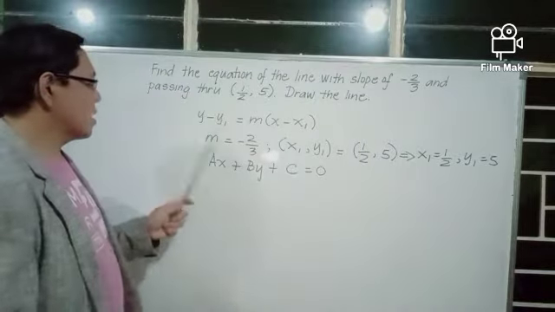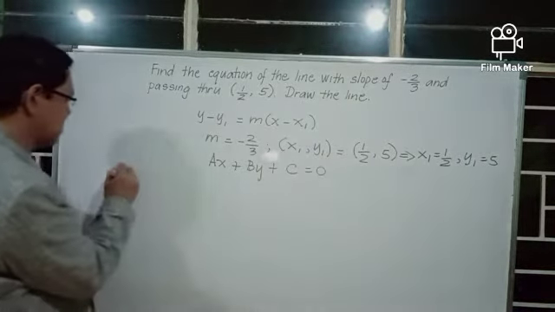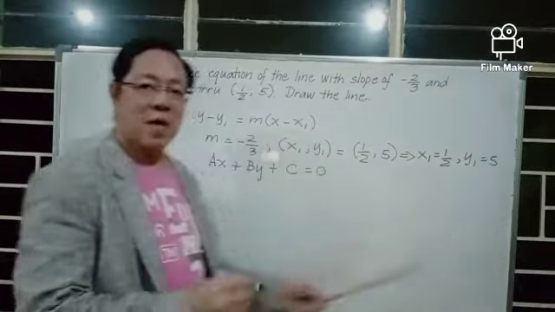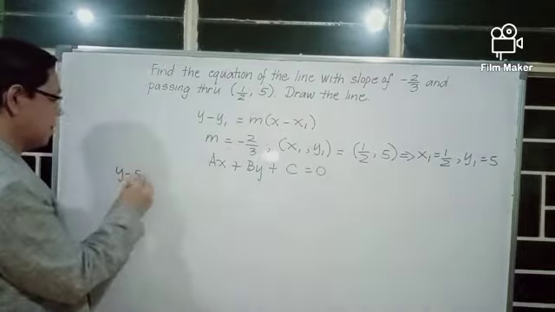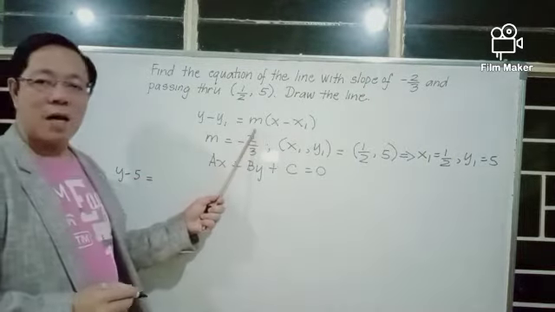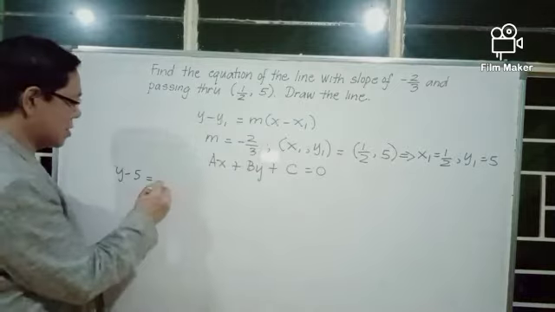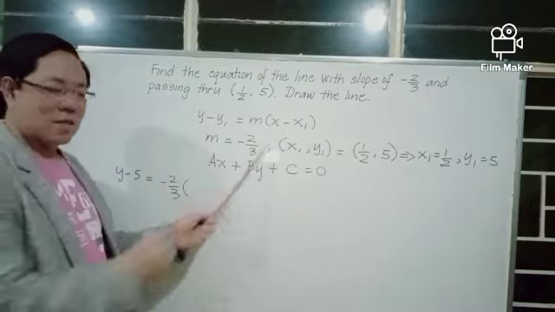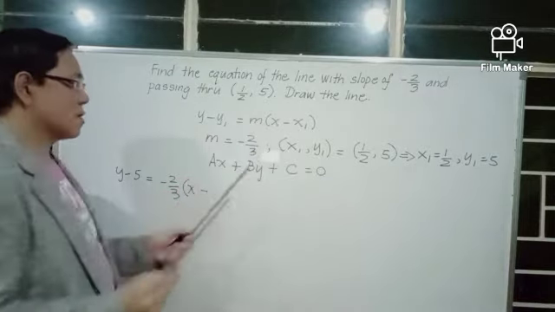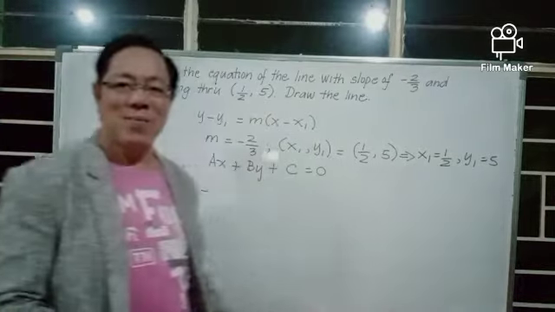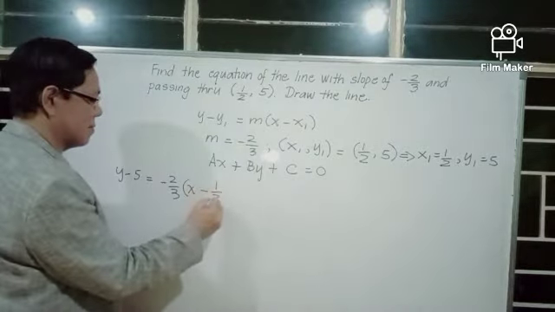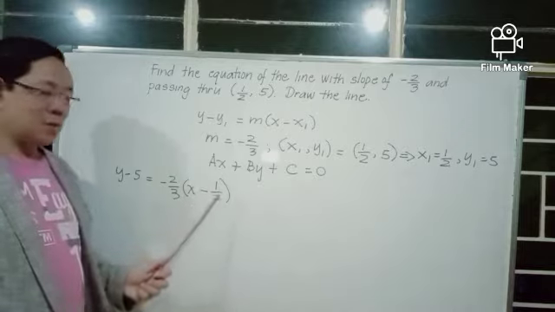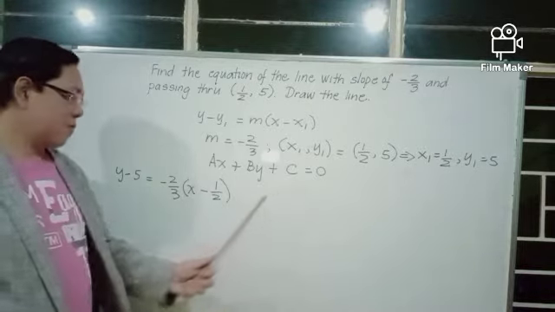We have y minus y1, y1 is 5, equals m, the slope, negative 2/3, multiplied by x minus x1. x1 is 1/2. Now we simplify this equation for us to write the equation of the line in standard form.